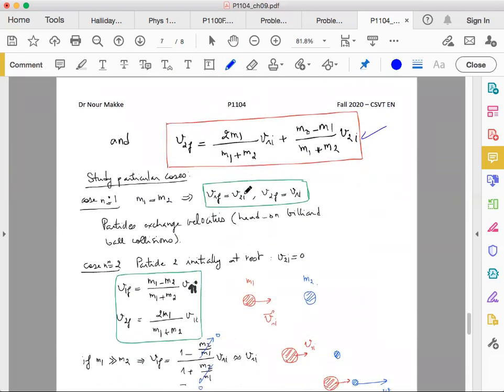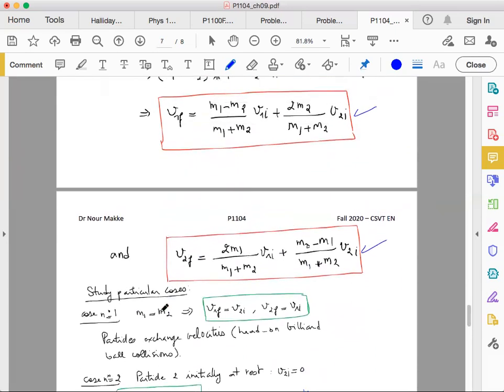Now let's just have a look at some particular cases. The first case is when m1 is equal to m2.